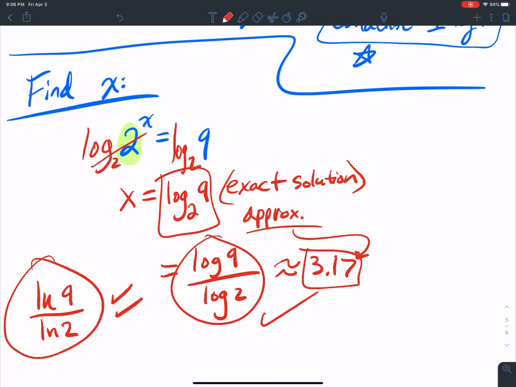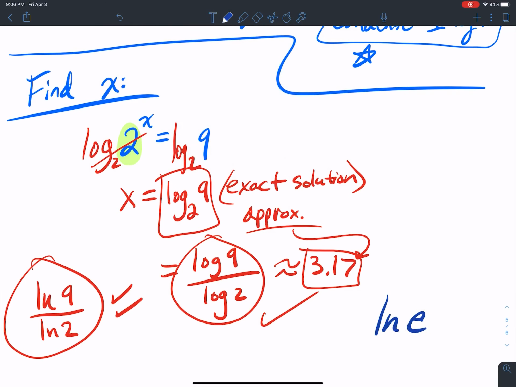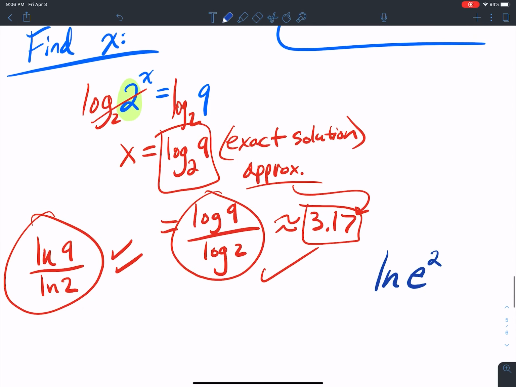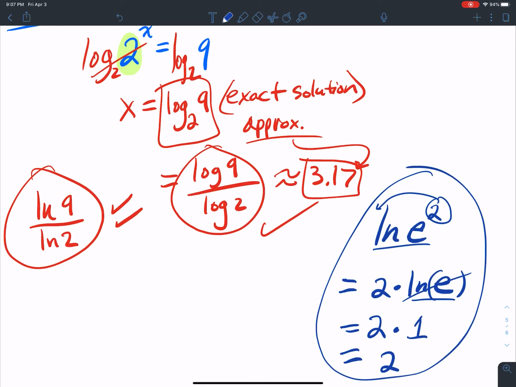Okay, if I had an expression like this, the natural log of e squared, what do you know about natural log and e? They are inverses of each other. The property, whenever I square something, the exponent comes out front. So this becomes 2 times the natural log of e. Now, since they're inverses of each other, they cancel out. And so I get 2 times 1. And so my answer is just 2 here. So that's a simplifying trick for you.